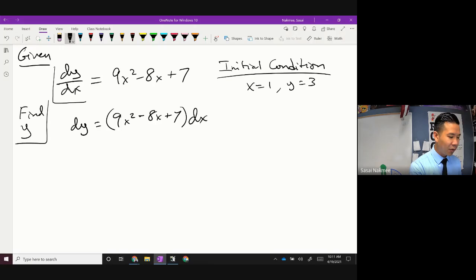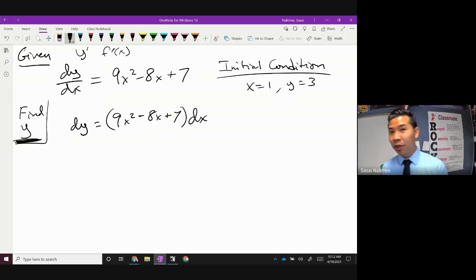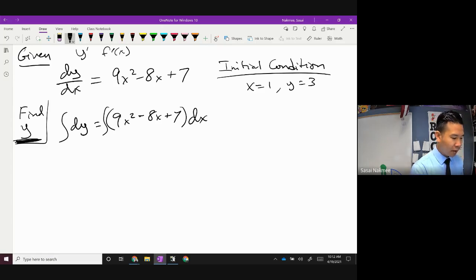If they ever give you a derivative, it could be dy/dx, it could be y prime, it could be written as f prime of x, any type of derivative that they're giving you, and they're asking you to find the original function. It's a differential equation, and you're dealing with integrals to get there. So once you get to here, the next thing you need to do is take the integral of both sides. The integral of dy is just going to be y plus c, of course, but I'm not going to write that plus c there.